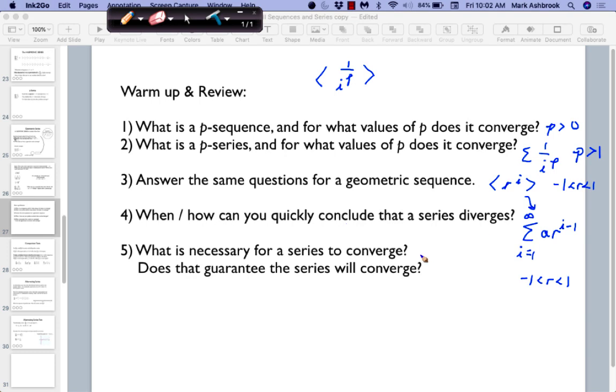Here on the flip side, what must be true for a series to converge? That's right. The sequence has to converge to 0. And does that guarantee that the series will converge? No. It's just possible now. So it's necessary, but not sufficient. If the sequence converges to 0, that has to be true for the series to converge, but that's not enough. The real question is whether that series converges to a finite value or not. All right, any questions?